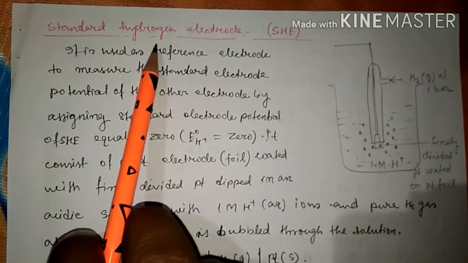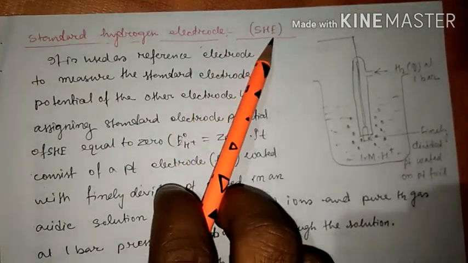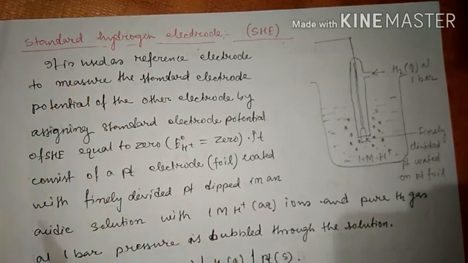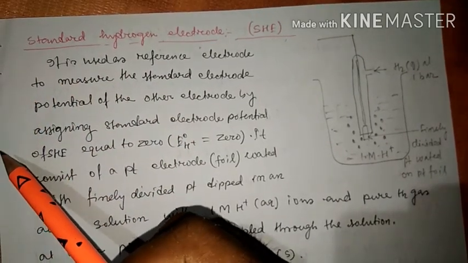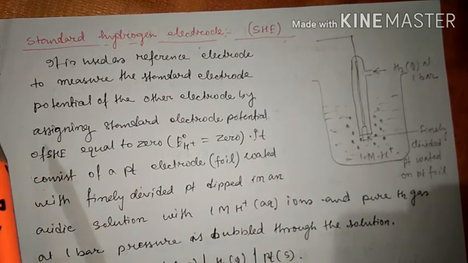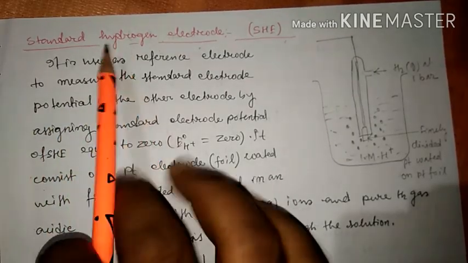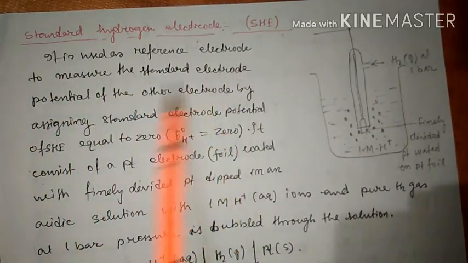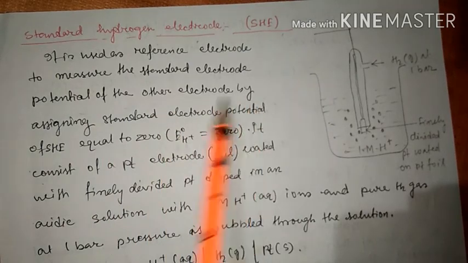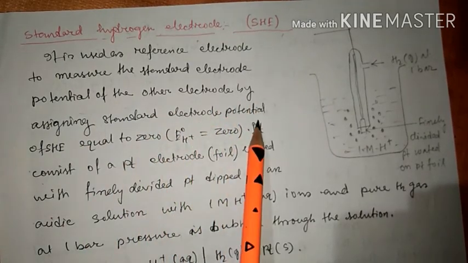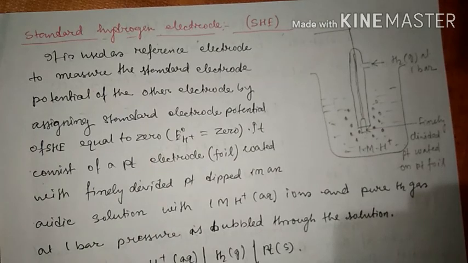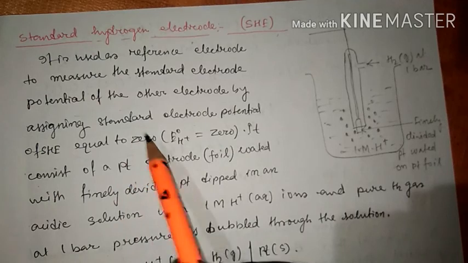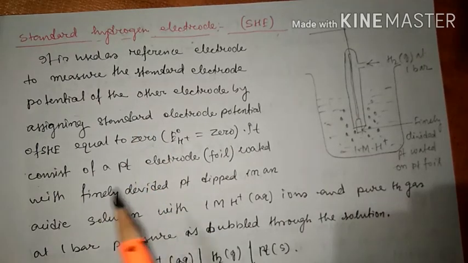Next is the standard hydrogen electrode, that means SHE. It is used as a reference electrode to calculate the potential of another, unknown electrode. It is used as a reference electrode to measure the standard electrode potential of the other electrode by assigning the standard electrode potential of SHE as 0. That means it is assumed that the standard hydrogen electrode has a potential of 0 volt.